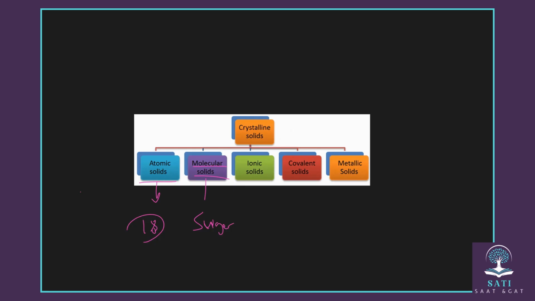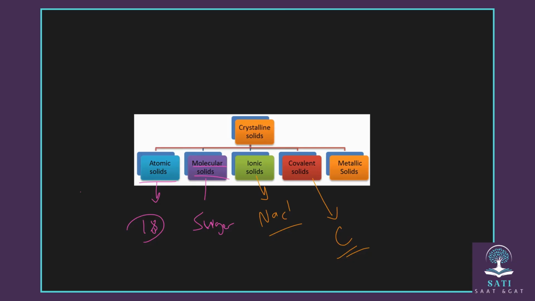For ionic solids, we have taken an example like NaCl, right? Good. What about covalent solids? I'm talking about types of crystalline solids. This one is like carbon. Carbon can make many covalent solids, where the atoms are shared.